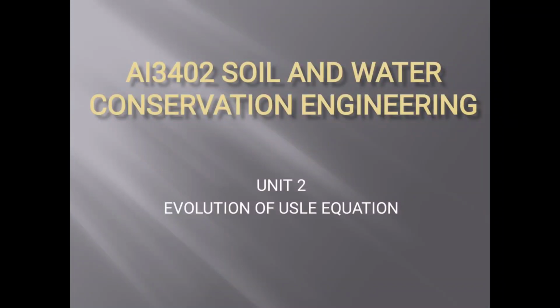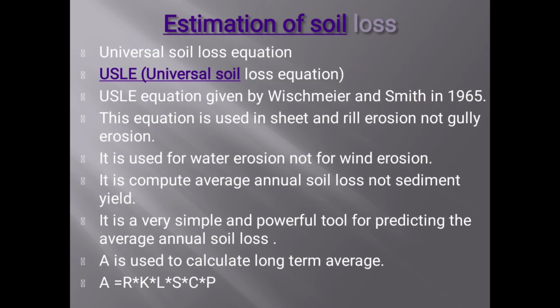Soil and water conservation engineering. The first topic in unit 2 was evaluation of the USLE equation, the estimation of soil loss. The Universal Soil Loss Equation is used for estimating soil loss over a year. USLE, which means Universal Soil Loss Equation, was given by Wischmeier and Smith in 1965.